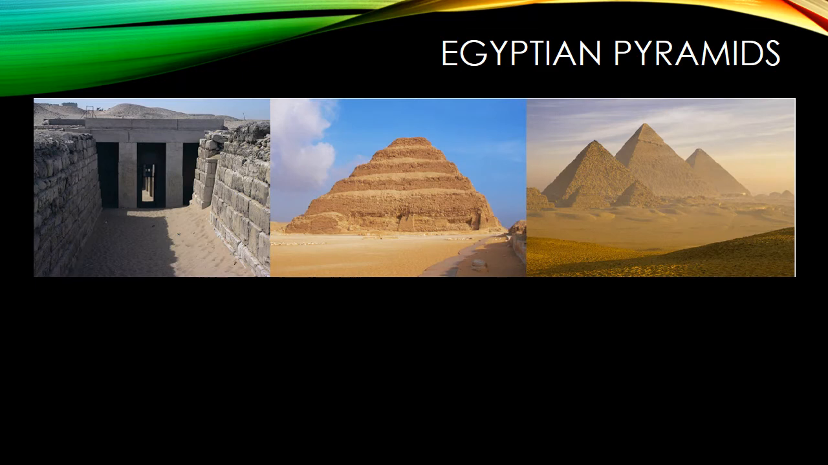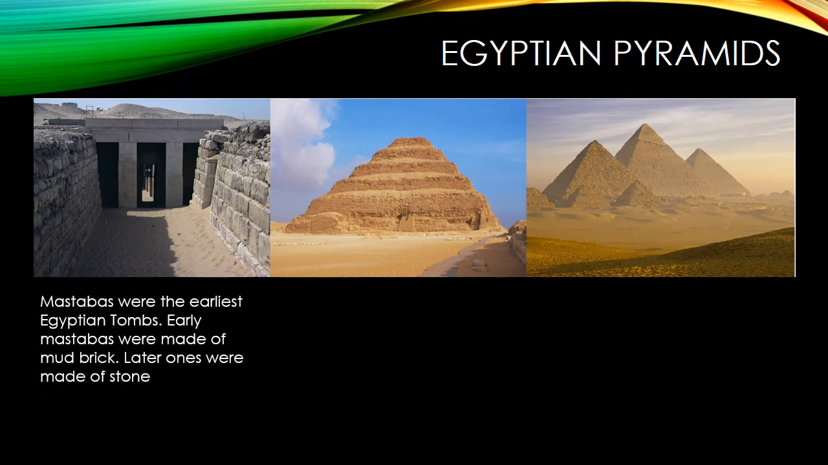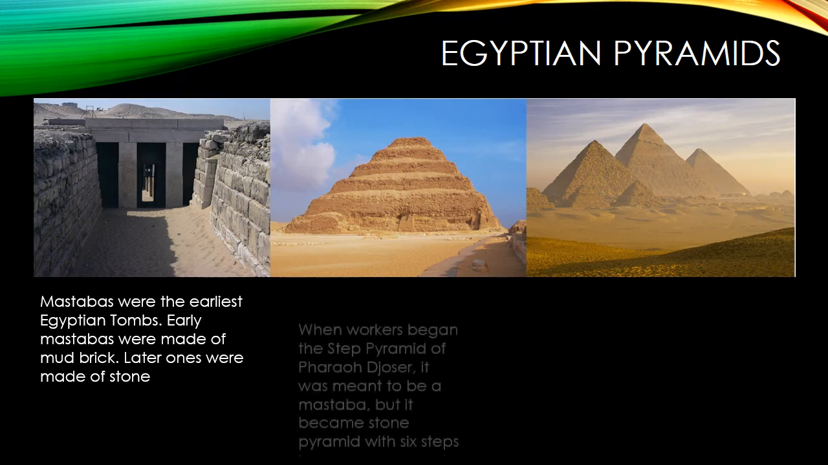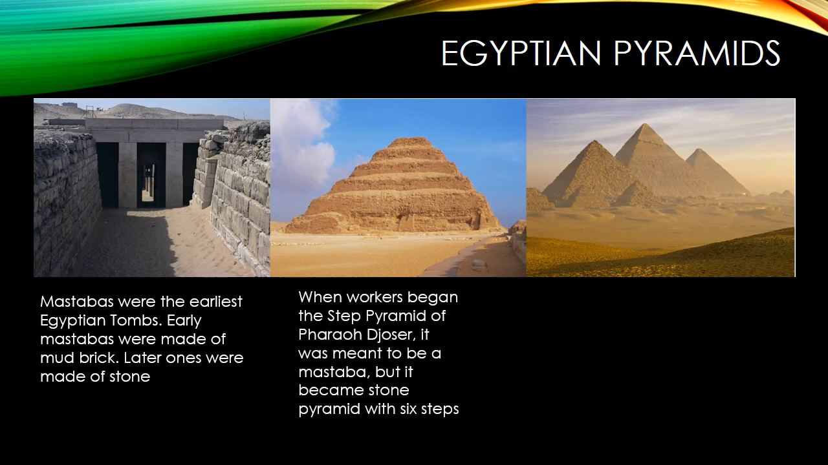Let's talk about the Egyptian pyramids a little bit. So this first one on the left is called a mastaba. They were the earliest Egyptian tombs. Early mastabas were made of mud brick, and later ones were made out of stone. When workers began the step pyramid of Pharaoh Djoser, it was meant to be a mastaba, but it became a stone pyramid with 6 steps.